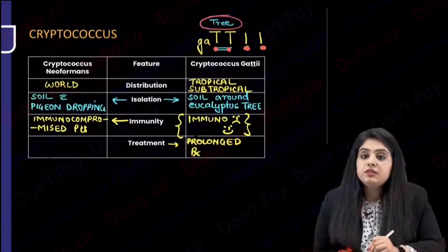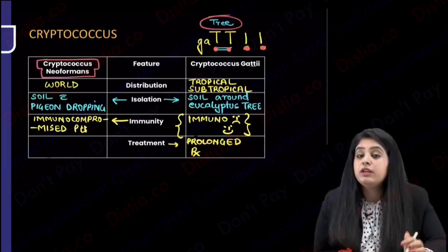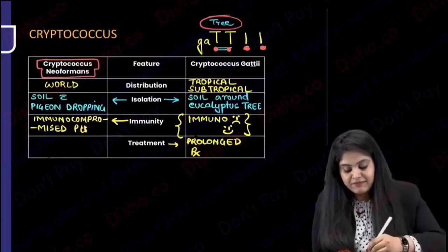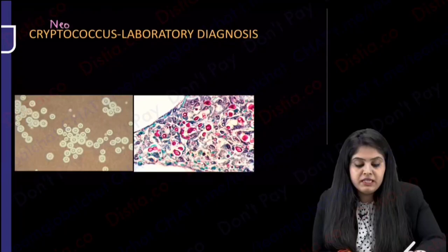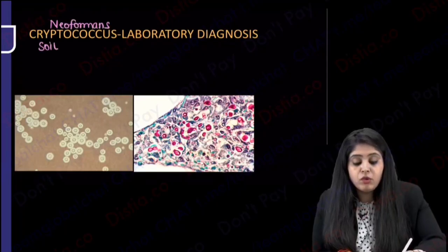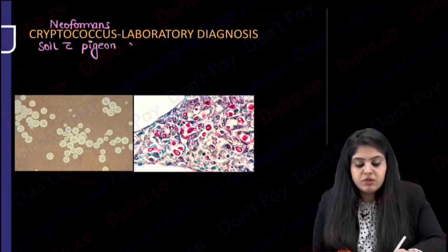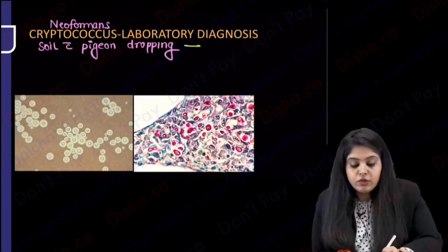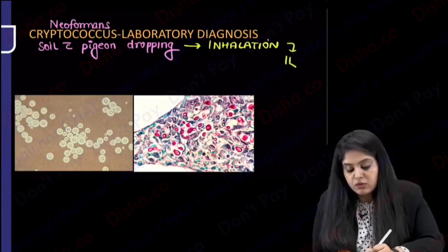T is telling me the tree, the eucalyptus tree, and Cryptococcus neoformans is going to be around the soil with the pigeon droppings. Having said that, when I say Cryptococcus by default, I am talking about Cryptococcus neoformans, which means I'm talking about the soil with the pigeon droppings. Which also means that it is going to reach us by a mechanism of inhalation, which means it's going to come into the lungs.